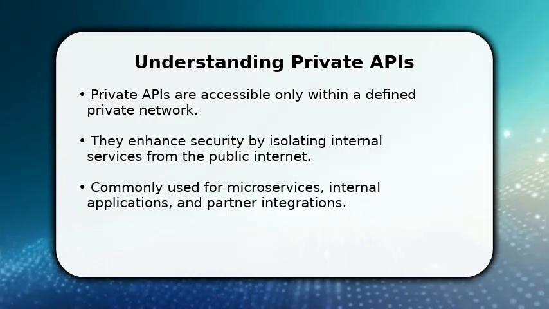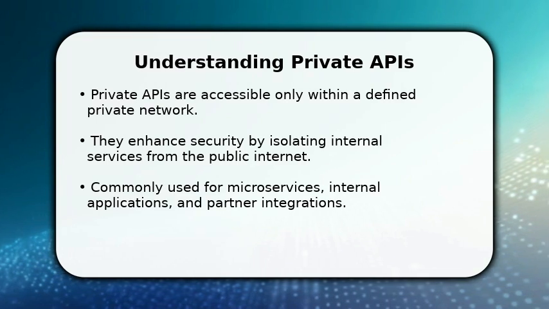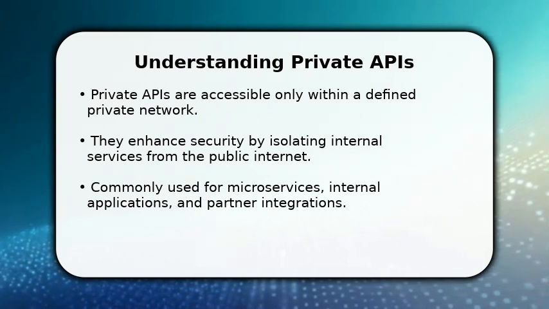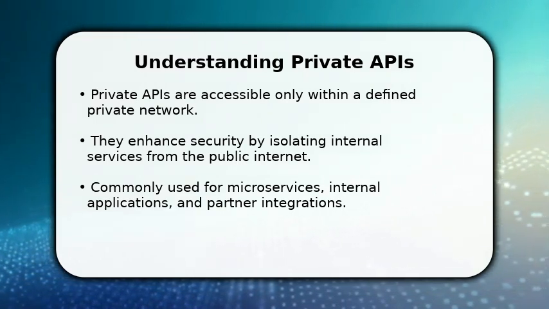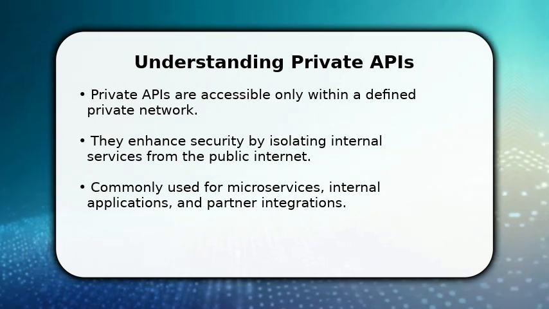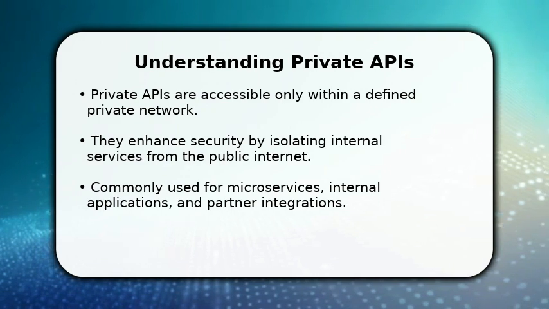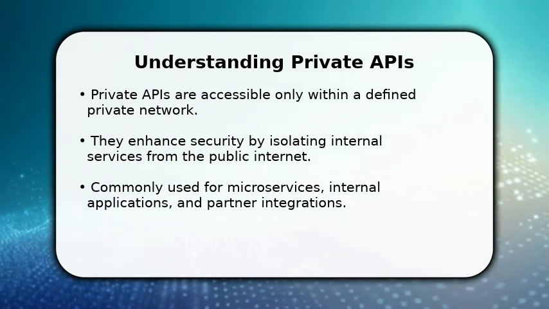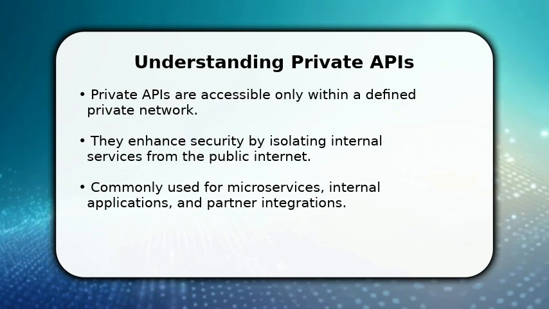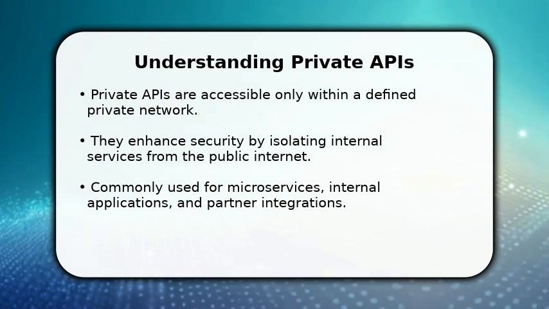In this video, I will explain how to make private APIs. A private API is designed for internal use, meaning it's only accessible from within a specific, controlled network environment. This approach significantly boosts security by keeping sensitive data and services away from the public internet.